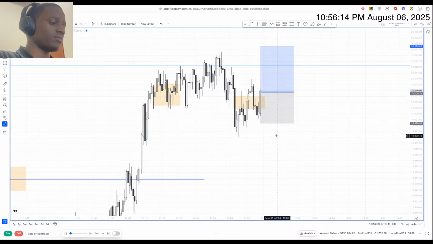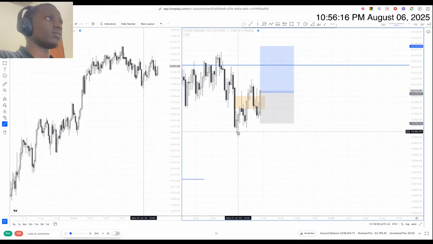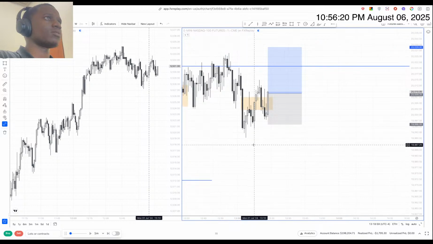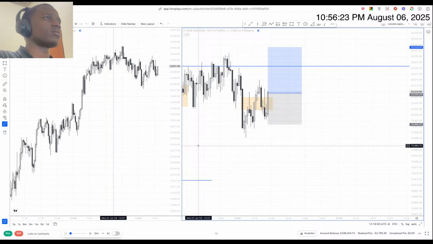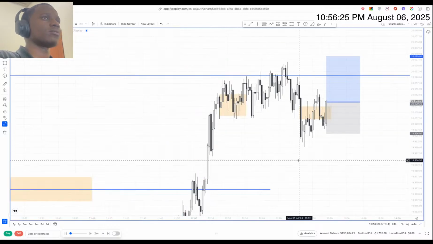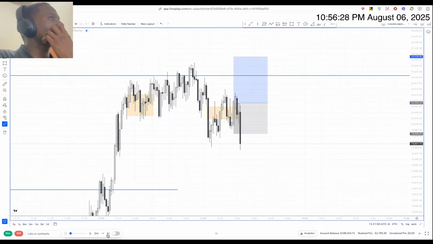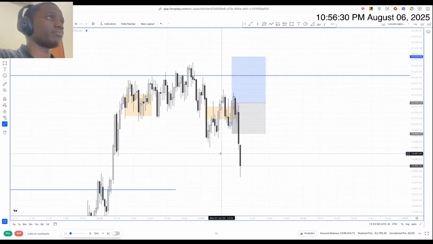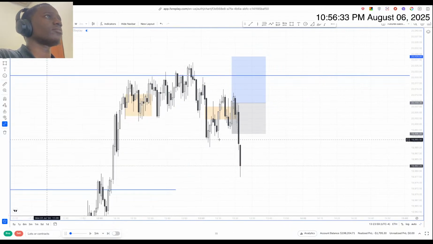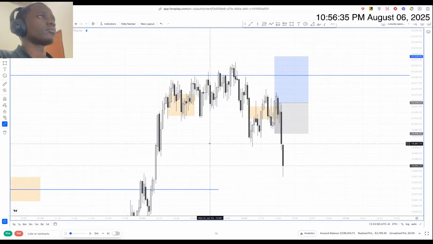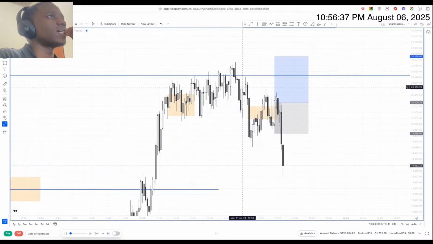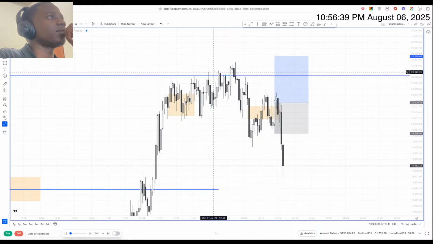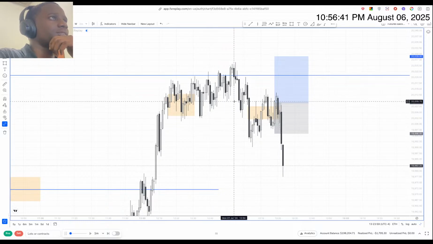So how is ES looking here? Let's see, let's take it and see. So we end up dropping. So what happened here? Took out buy side, we dropped, created a short structure here, and a nice retracement to this fair value gap.